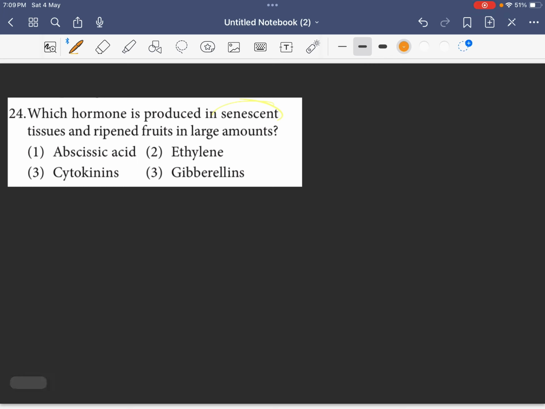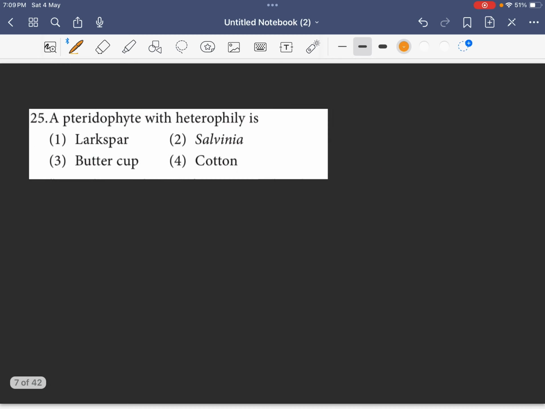Which hormone is produced in senescent tissue and ripened fruit in large amounts? Senescent tissue and ripened fruit, right? Of course, it is ethylene, the gaseous one. So yes, answer is 2. A pteridophyte which is heterophyllous, the pteridophyte given here, is Salvinia. So answer is 2.